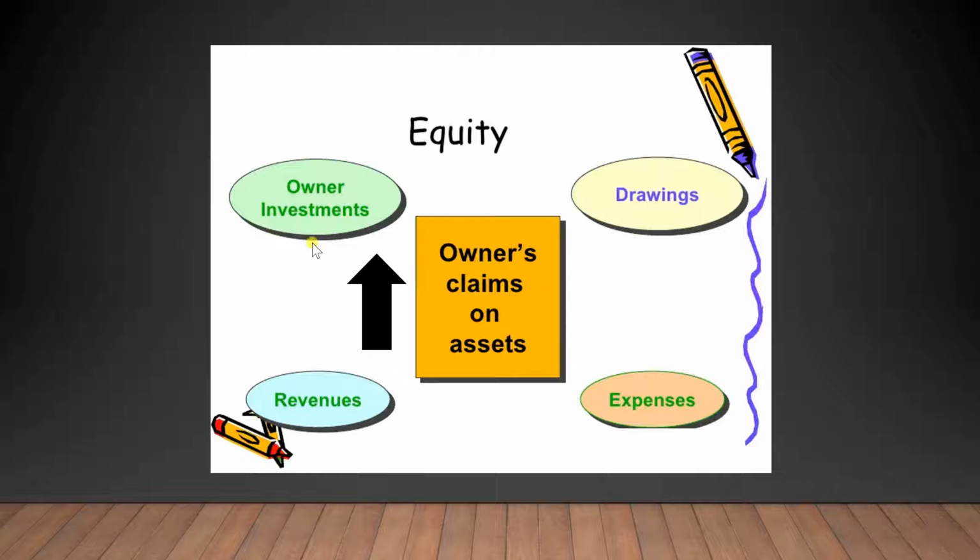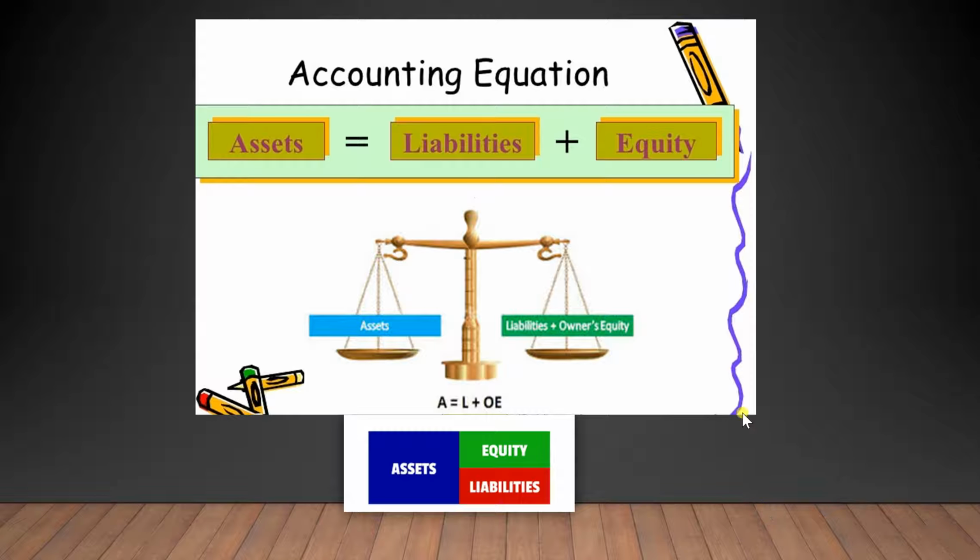And now for additional capital that the owner bring into the business as well as revenue, it will increase the owner equity. And as for the withdrawal from the business for your own use and expenses, it will reduce the owner equity, okay? Equity here, it means owner equity, okay? So this is the accounting equation again. Assets equal to liabilities plus owner equity, okay? This equation must always be balanced, okay? It must always hold true no matter what transaction have taken place, okay?